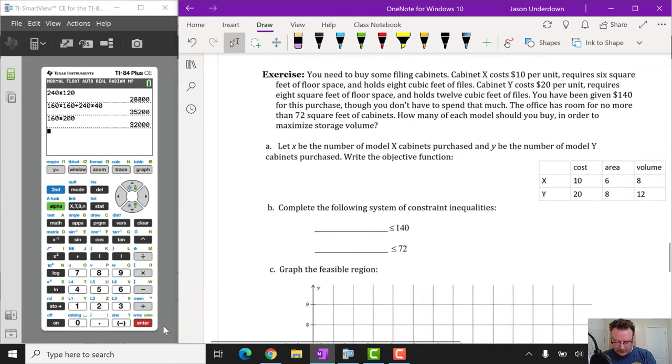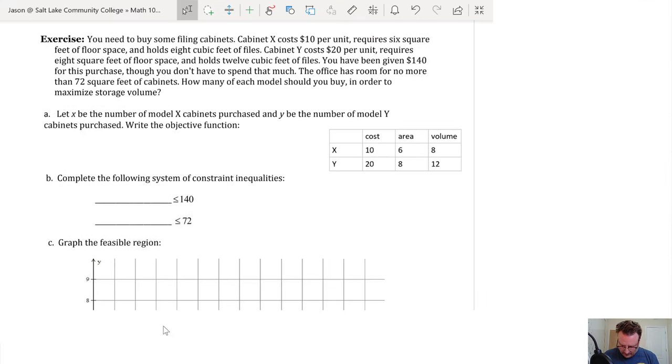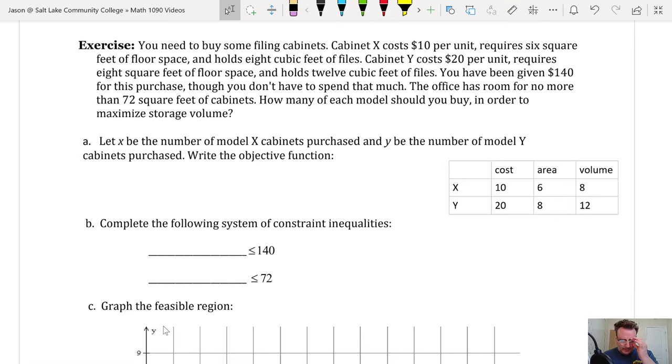Okay, here's another example. Let me put the calculator away for a moment. You need to buy some filing cabinets. Cabinet X costs $10 per unit, requires 6 square feet of floor space, and holds 8 cubic feet of files. Cabinet Y costs $20 per unit, requires 8 square feet of floor space, and holds 12 cubic feet of files. You have been given $140 for this purchase, though you don't have to spend that much. The office has room for no more than 72 square feet of cabinets. How much of each model should you buy in order to maximize storage volume?